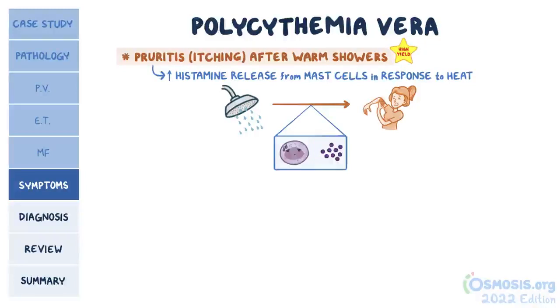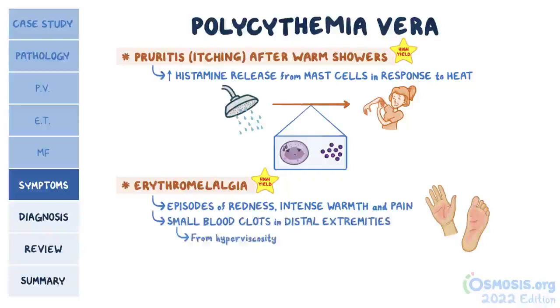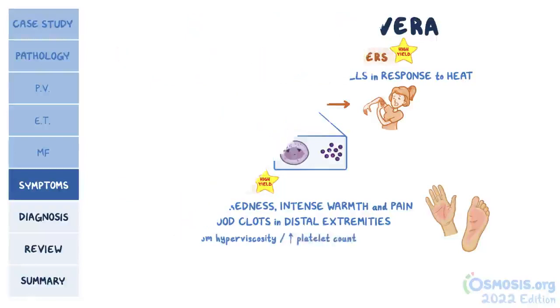Now, a rare but characteristic presentation of polycythemia vera is erythromelalgia, which are episodes of redness and intense warmth and pain in the palms and soles, caused by small blood clots in the distal extremities. These blood clots can manifest from the hyperviscosity that predisposes patients to thrombosis, but can also be related to an increased platelet count in polycythemia vera patients.